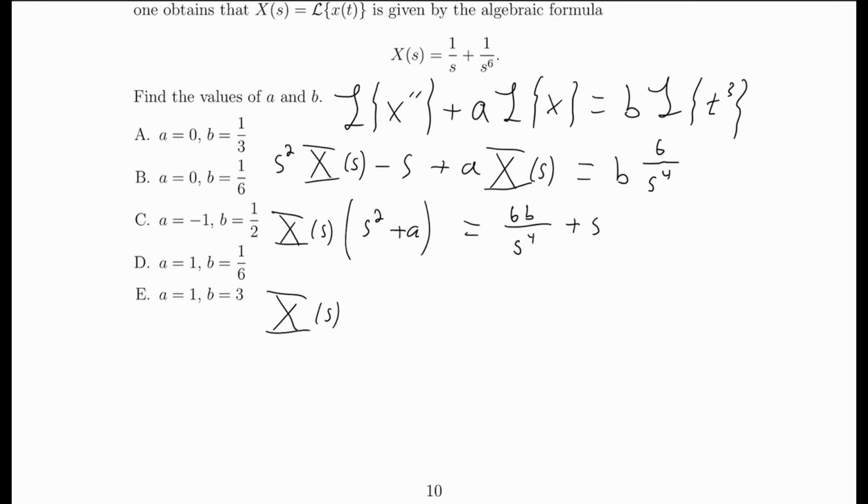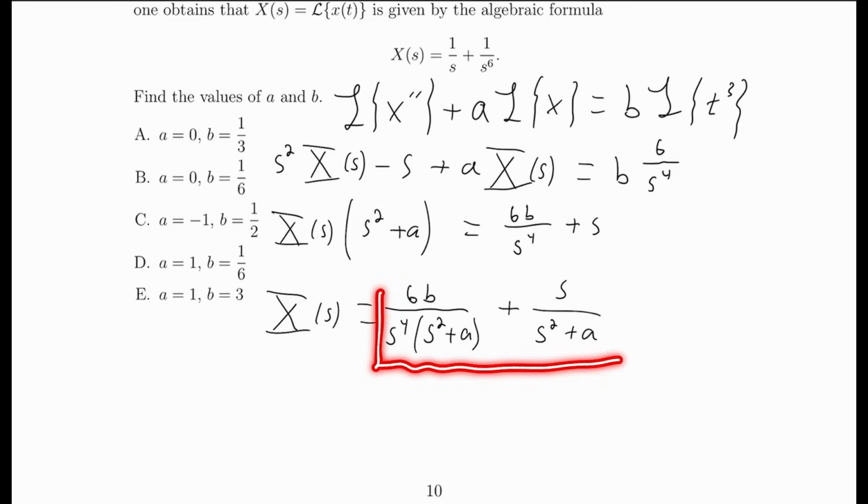That'll get us x of s is equal to 6b over s to the 4th times s squared plus a, plus s over s squared plus a. And now we need this side to look like this. So we need to get a 1 over s term and a 1 over s to the 6th term. Obviously, the s to the 6th term is going to have to come from this part because there's no way we can get an s to the 6th on the bottom there. But when we multiply these two terms, we'll get that s to the 6th.